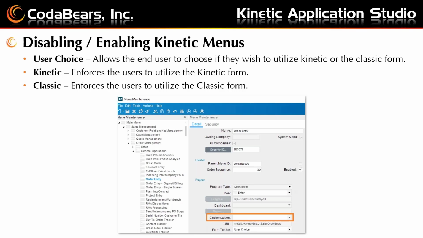So one of the forms to use options down here at the bottom of that image, you'll see there is a new forms to use drop-down menu, and the options available within this drop-down menu are user choice, kinetic, and classic. If you set the drop-down to user choice, basically it'll be user login specific. They can actually, I think, change their settings to show that particular user if they choose to work only in kinetic screens.